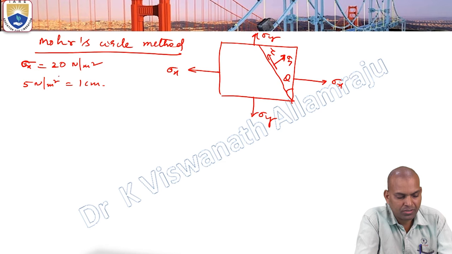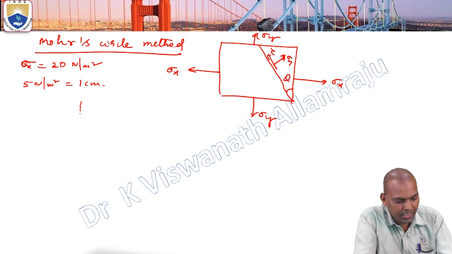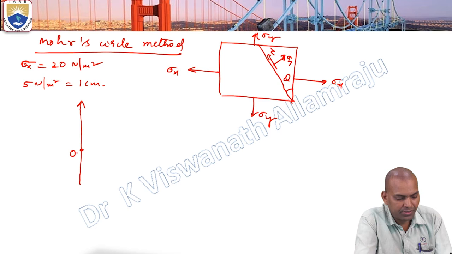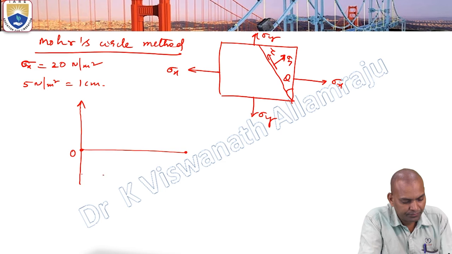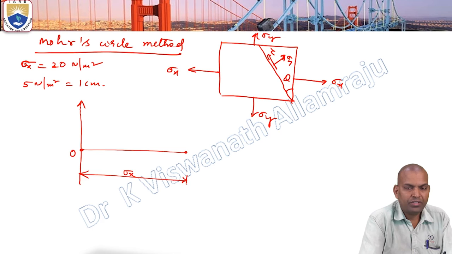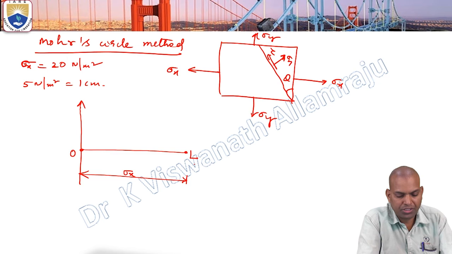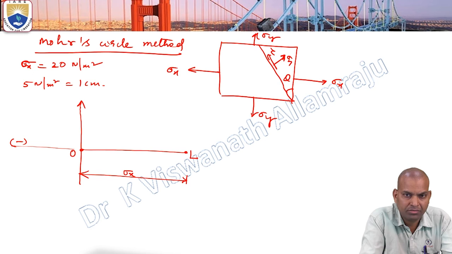Similarly for sigma y. Now take a line and consider any arbitrary point as O. From that point, make a horizontal distance equal to the value of sigma x, and mark it as L. It is tensile, so it goes in the positive direction. If it is compressive, we go in the negative direction. According to the sign convention, compressive stress is considered negative and tensile stress is considered positive.